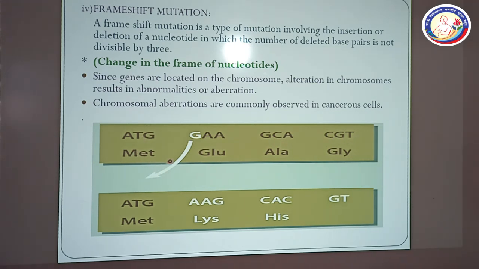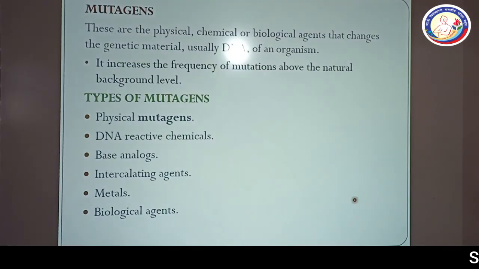And this sequence is producing these types of amino acids: methionine, glutamic acid, alanine and glycine. As the sequence is changed here, what will you see? ATG similar to the first one, and this is AAG. This G is deleted. After the deletion, AAG is lysine, and again you can say CAC, this is histidine, and the last two nucleotides are left behind, and this is an incomplete sequence. So frameshift mutation is causing the difference in nucleotides.